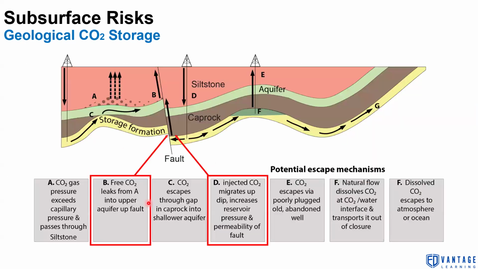storage risks. Again, a similar picture where in A, CO2 gas pressure exceeds capillary pressure and passes through siltstone. It keeps migrating upward because the capillary and buoyancy forces are acting very strongly. Second, through the fault, it can migrate upward because CO2 is lighter. Third is where CO2 can escape through a gap in the cap rock into a shallower aquifer and contaminate that aquifer. In several countries, if I'm not wrong, especially in India, we have groundwater aquifers from where we extract water for drinking purposes. Those aquifers can get contaminated because of this CO2 leakage.